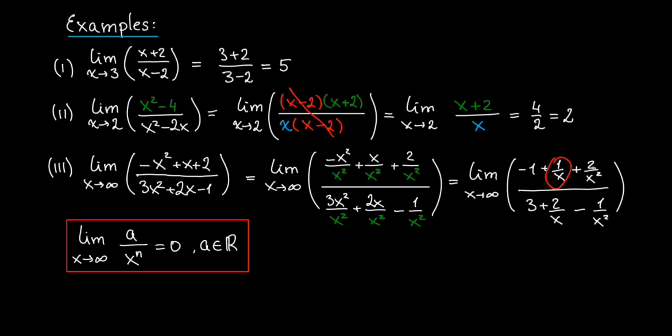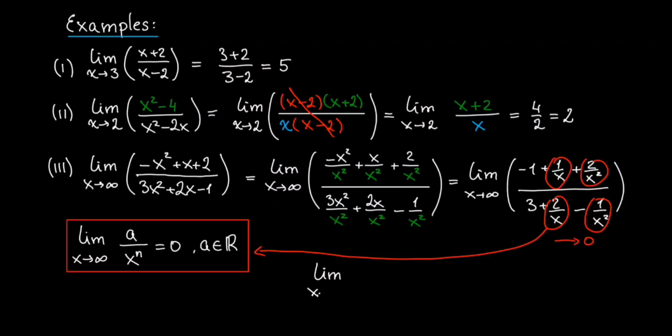Here you can see 4 of these terms correspond to the rule of x approaches infinity. It means the corresponding y value will simply approach 0. So basically what we have left is the limit as x approaches infinity of negative 1 divided by 3. And since negative 1 over 3 does not have any x value, the answer here would simply be negative 1 over 3.